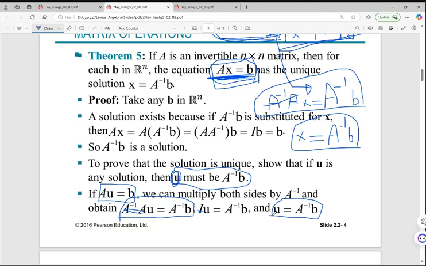So let me repeat this again. If we have a system like Ax equals B and A is invertible, then for every B, it has a unique solution which is equal to A minus 1 B. Right?